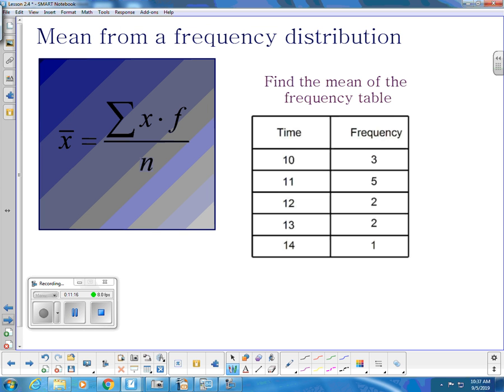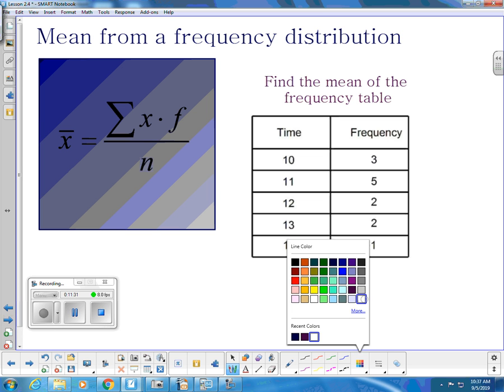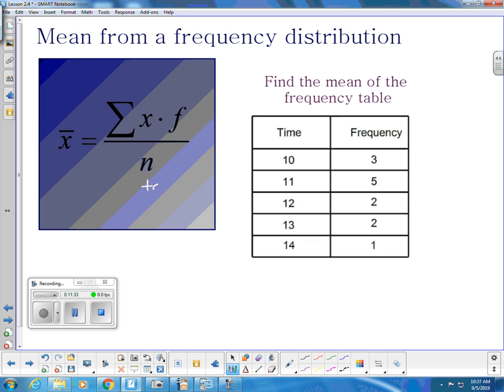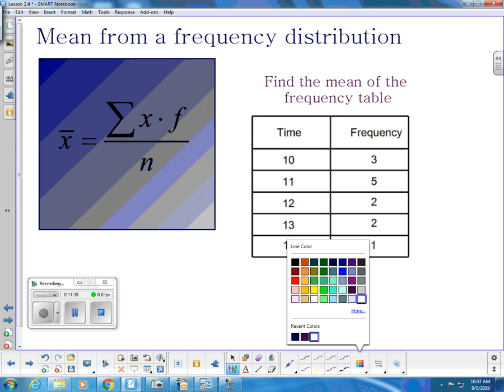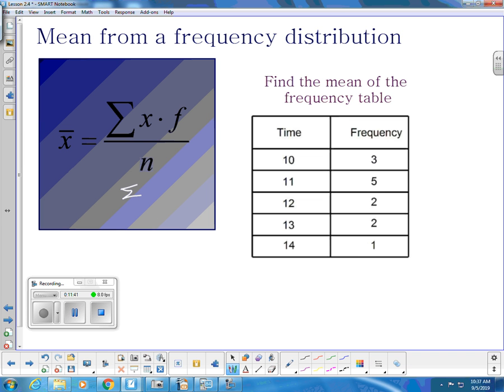Mean from a frequency distribution. So if I give you a frequency distribution, to find the mean, you're doing the sum of each x times its frequency divided by the n. And remember, this n is your total frequency. Or you can do the sum of the frequency. It might be better to write it that way. Okay, that's what n equals.